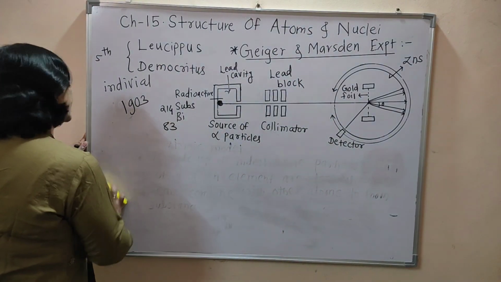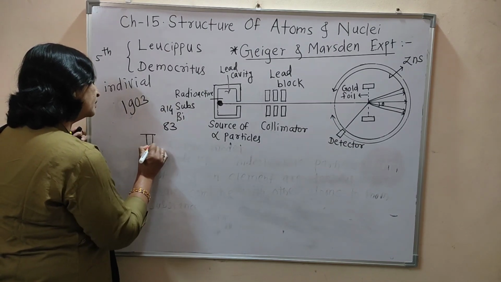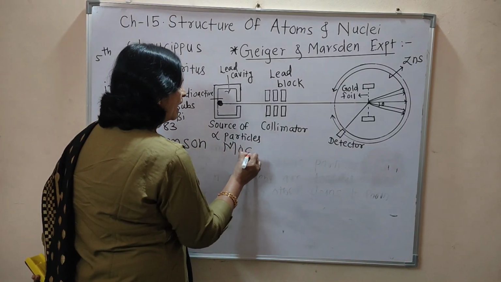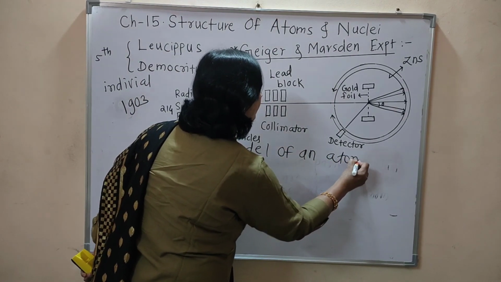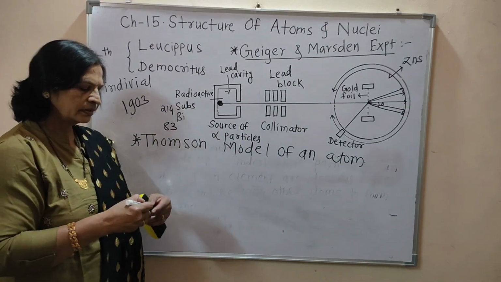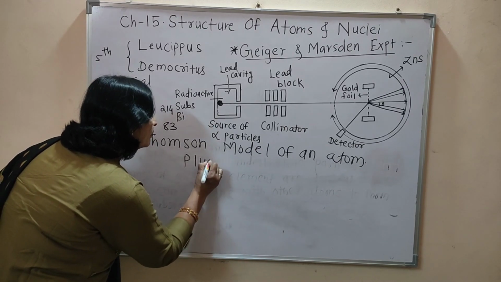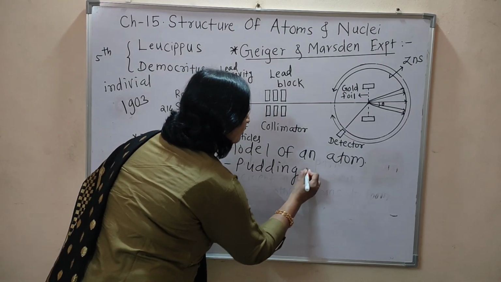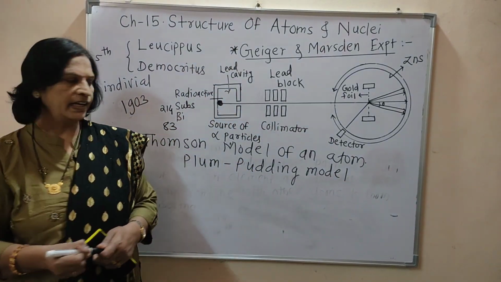Third model of atom, Thomson's model of an atom. This model is also called the plum and pudding model of an atom.